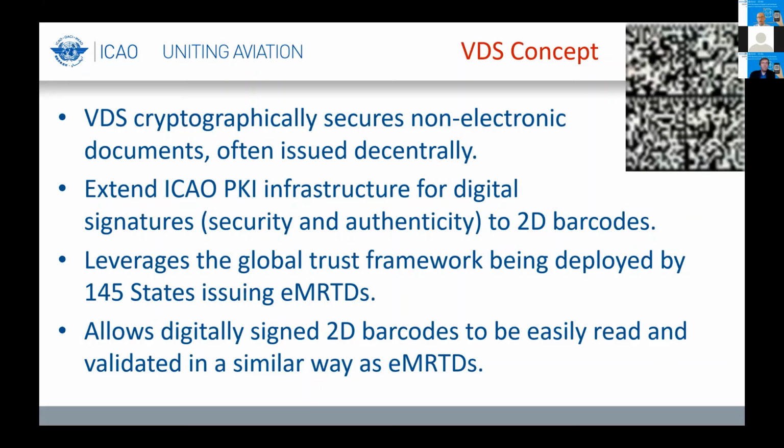Our trust framework is deployed by 145 states issuing electronic machine-readable travel documents. This VDS specification allows the digitally signed 2D barcode to be easily read and validated in a similar way as the passport in an offline mode. And I think critically here, I would like to add that, again, our argument is that this is designed for verification by frontline immigration or border officials who to date have not dealt with the vaccination certificate.